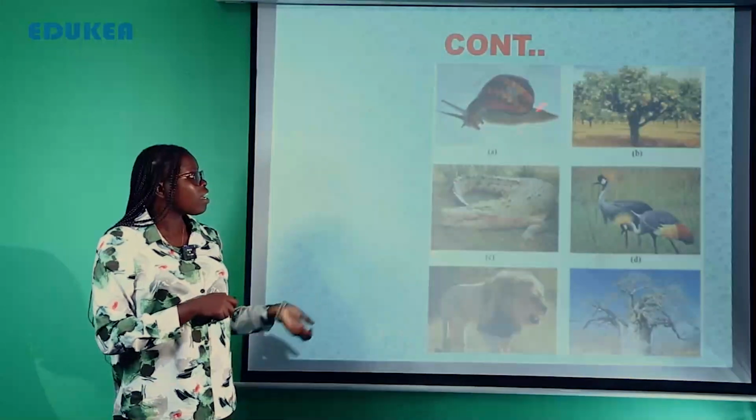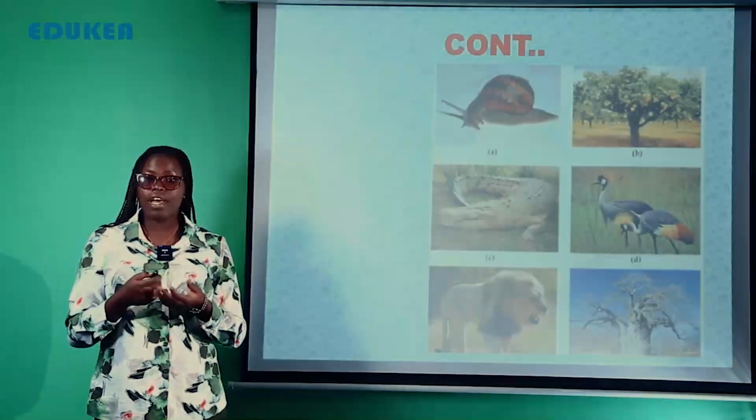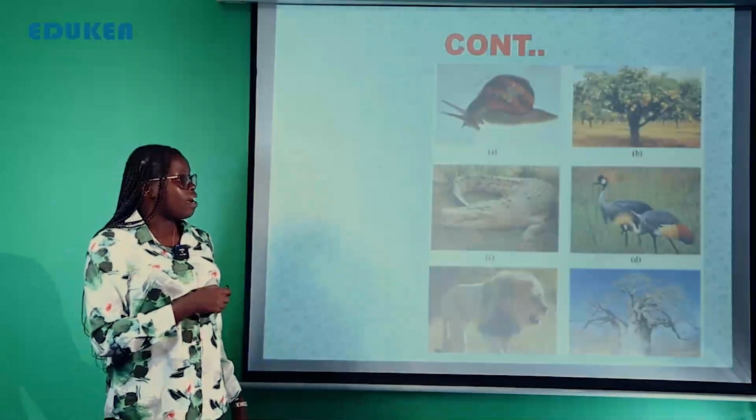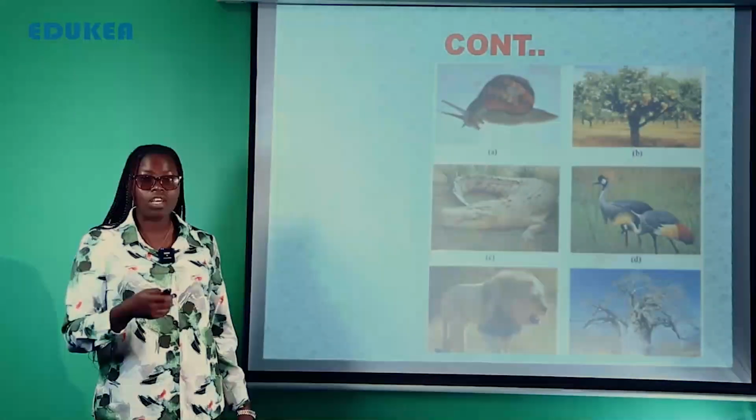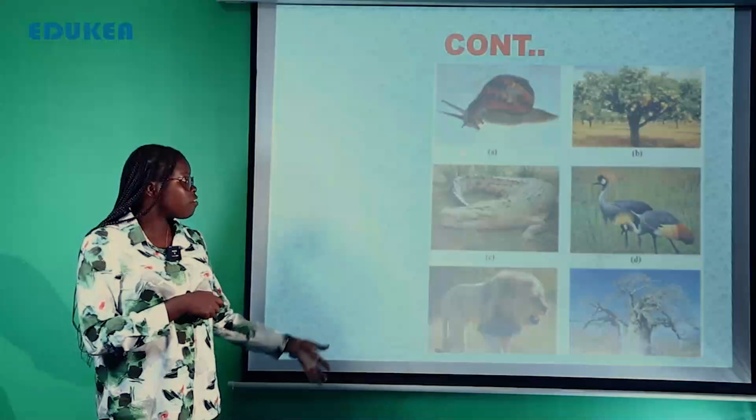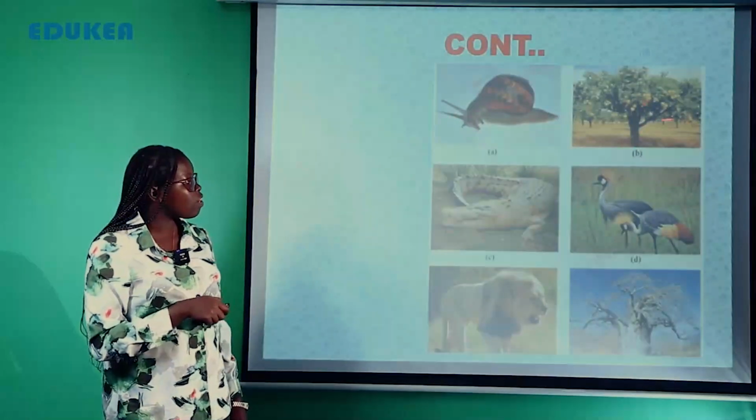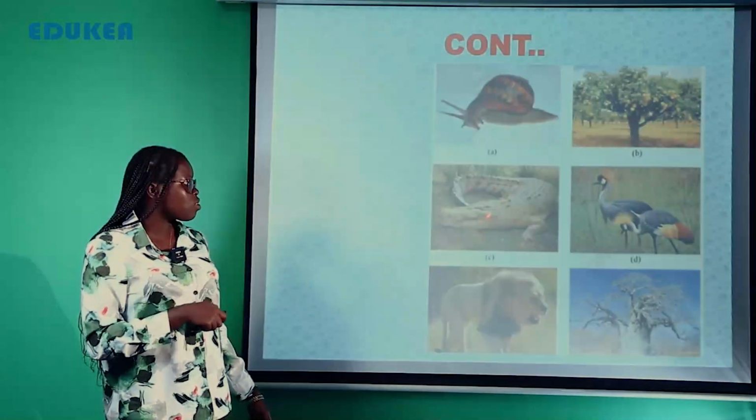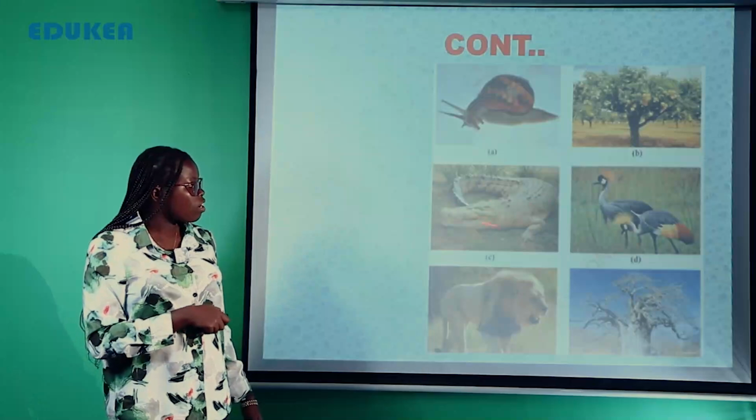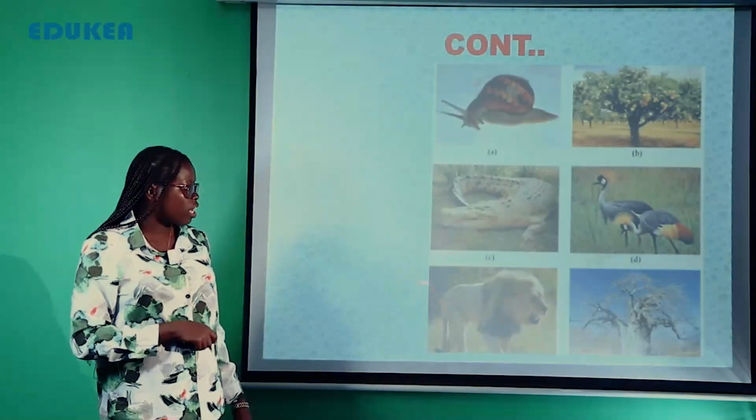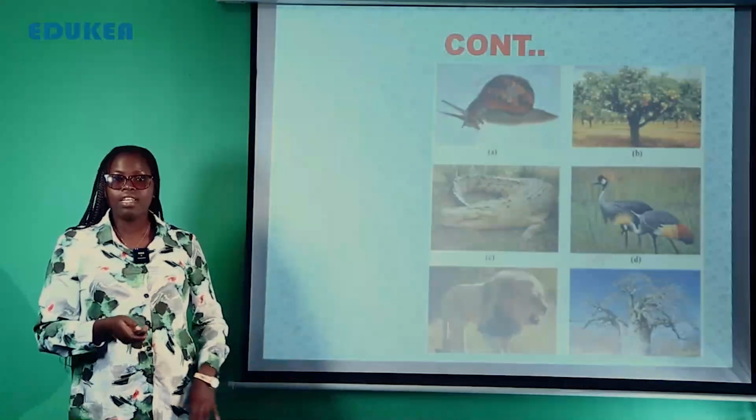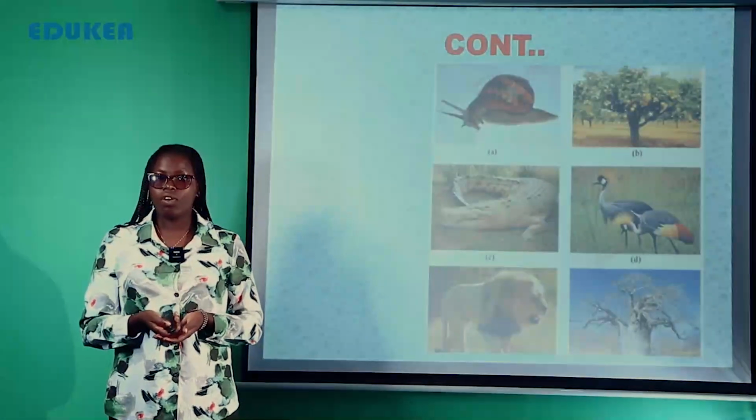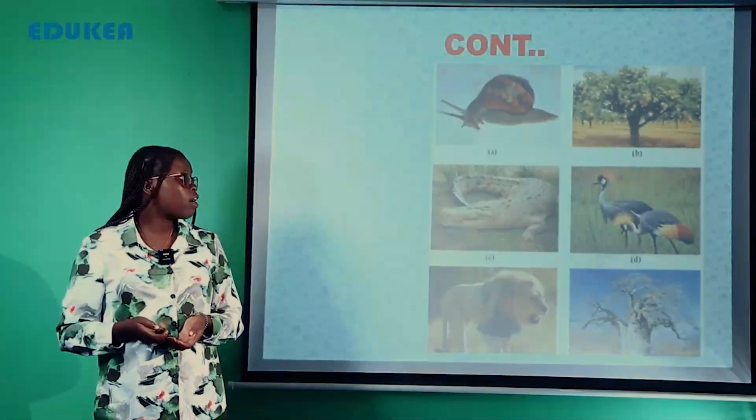And these are the different organisms or living things which are found in our environment. And now we will see how we can classify them. The first one here we have the snail. The second one we have the tree as a living thing also. See, we have the crocodile. Also we have a fish. Here we have the lion. Also this is a tree. So these are some of the common organisms which are found in the environment.